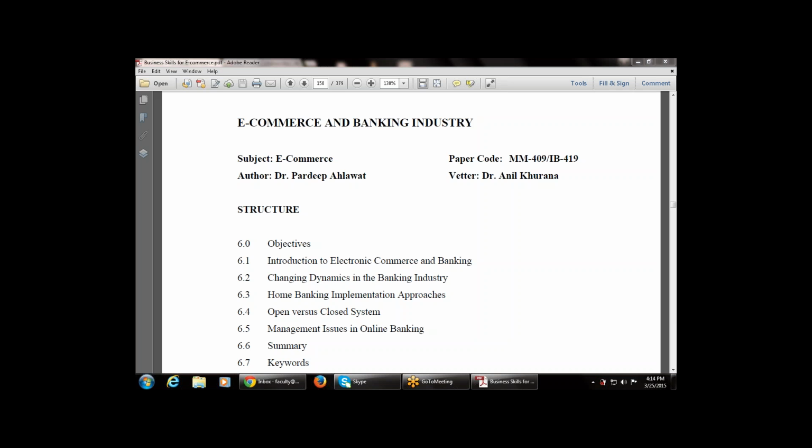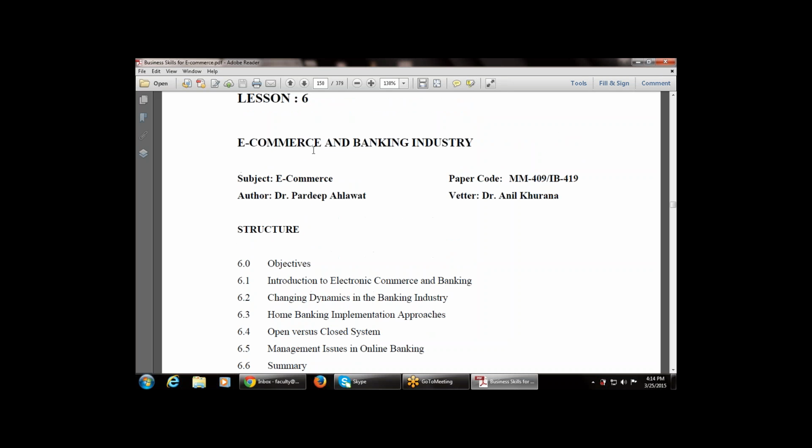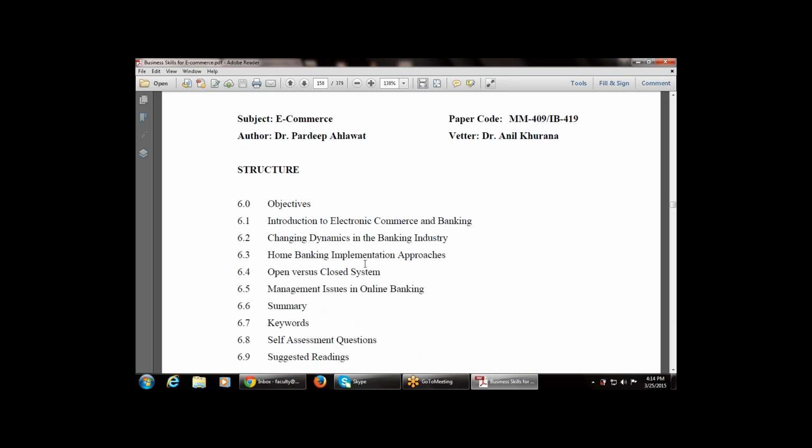Let's start with a quick review of what we covered in the previous class, and then move to today's topic, that is management issues or managerial roles in online banking. In the last class we started chapter number 6, e-commerce and the banking industry. The topics in this chapter are: first the objective, then introduction, changing dynamics, home banking implementation, open versus closed system, then management issues, which is today's topic, and then at last the summary, keywords, questions, and readings. We covered till 6.4, open versus closed system, in the last class.